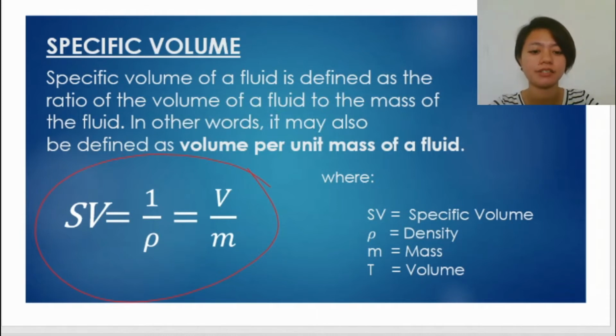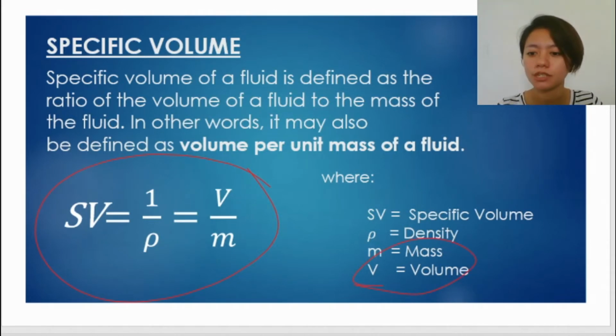Then we have here SV as your specific volume, rho still your density, m as your mass. This one supposedly should be, wait, let me change. Sorry for the typo error. We have V here as our volume.